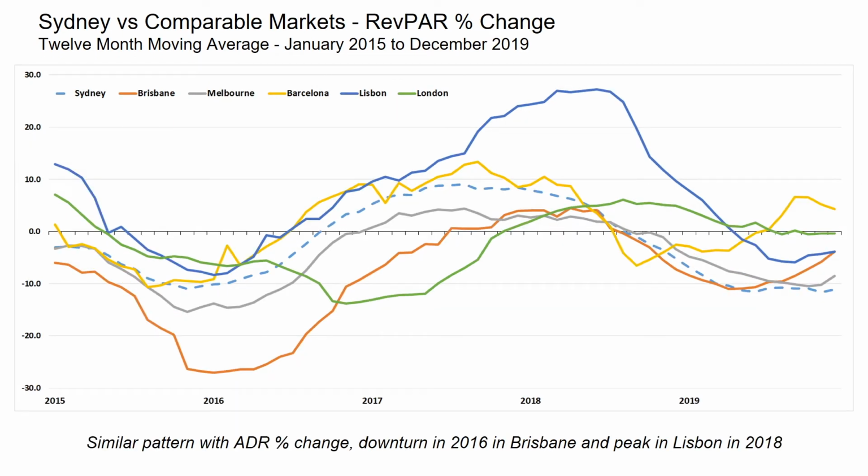This graph will show the RevPAR percentage change for the six markets over the last 5 years. It is a similar pattern with the ADR percentage change. Brisbane has a downturn in 2018, and for London and Lisbon, it is the same reason as mentioned before, such as the Eurovision contest, the attack and the referendum in Lisbon, and the deal for Brexit happening in the UK, so this also affects the RevPAR percentage change over the last 5 years.